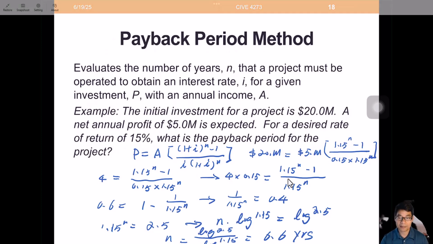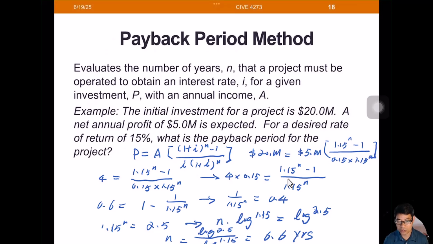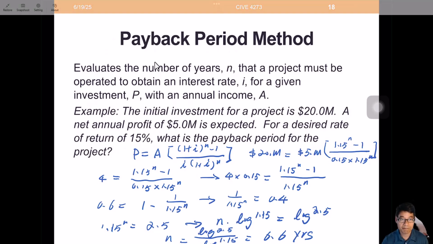This is saying that given the annual income, initial investment, and the desired rate of return, I have to operate this project for 6.6 years in order to come up with this rate of return. That's payback period.